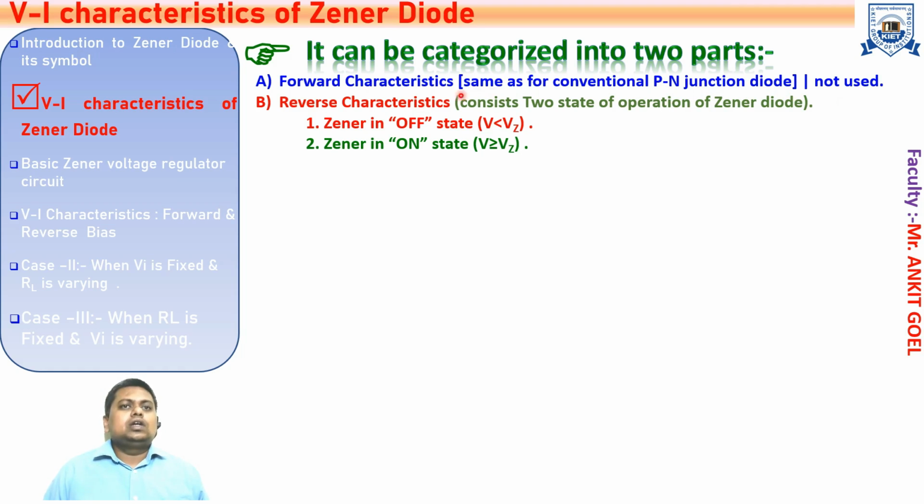It is not used. And the other category is the reverse bias characteristics, in which it will operate in two states or two regions. One, when the voltage across the Zener is less than the Zener voltage, then the Zener diode will behave as an off switch, or it is in the off state, while when the voltage across the Zener is more than the Zener voltage, it will be in the on state.